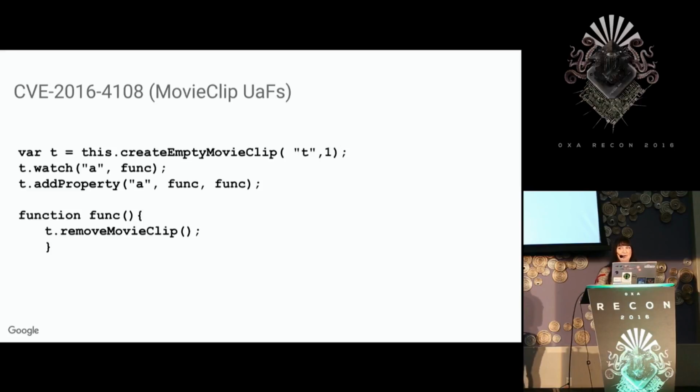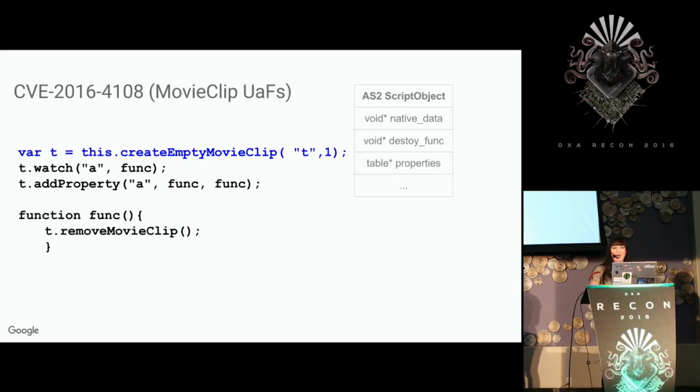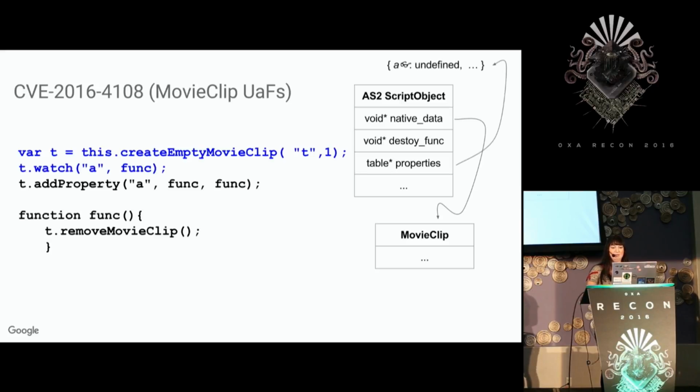So here's an example of one I found recently. I think this one was fixed in March. It's a use after free due to the add property method. So the first thing that happens is you create a movie clip, and that creates the script object and then the backing object, like I showed in the other example. And then you add a watch to the A property of the function. So I showed that there, and this once again calls into script every time you change that property again.